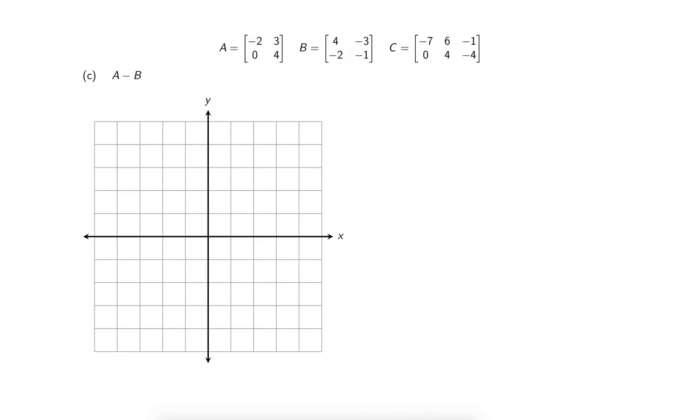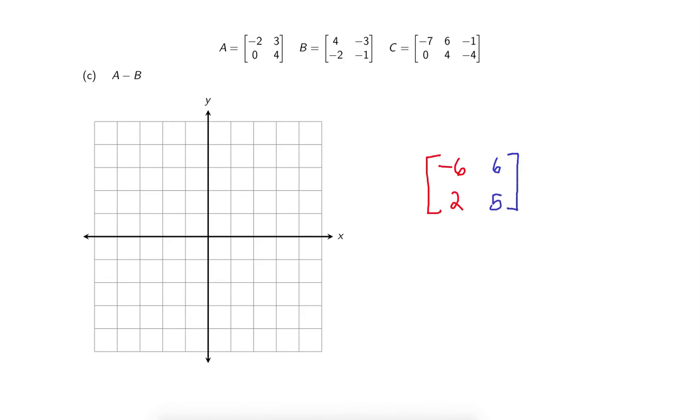So this time, we are going to take the values here in A and subtract the values in B. So we get negative 2 minus 4, which is negative 6. Again, we're subtracting. 0 minus negative 2 becomes 0 plus 2, which is 2. And then 3 minus negative 3 becomes 3 plus 3, which is 6. And 4 minus negative 1 becomes 4 plus 1, which is 5. Hopefully that looks like a 5.